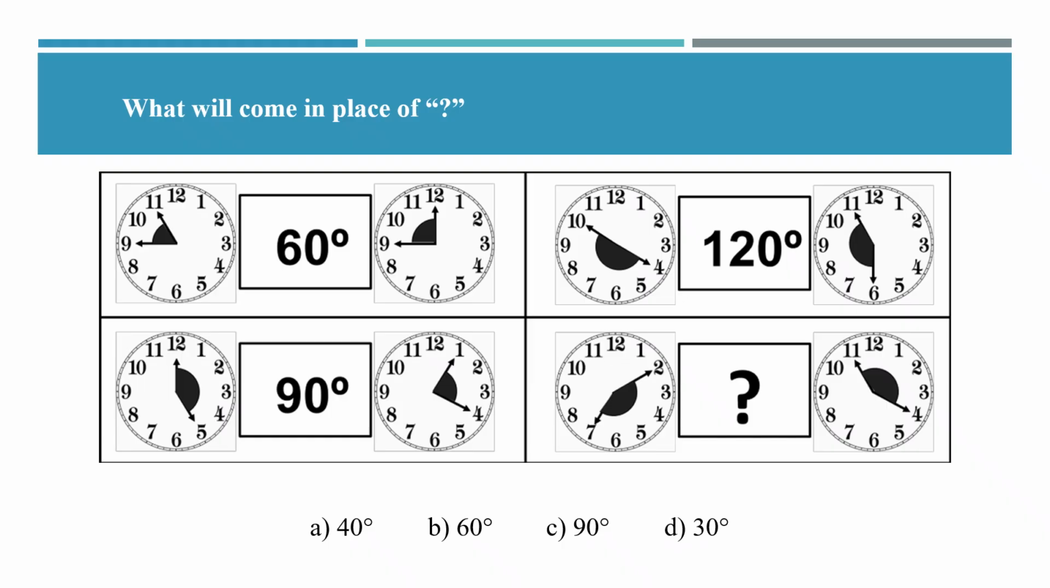What will come in place of the question mark? As we have clocks, let us first read the time. Here they have given you the measure of the angle. Here it is two numbers, obviously it's going to be 60 degree. Here it is three numbers, it's 90 degree, and we have 60 here.